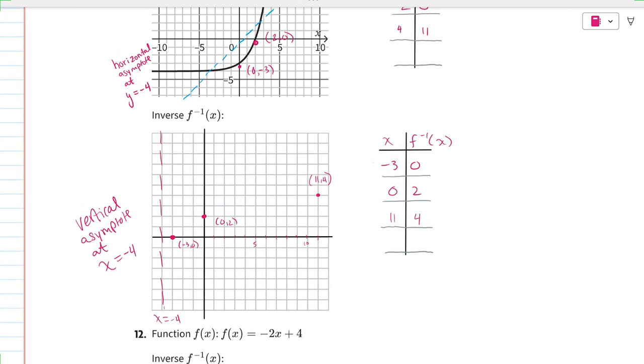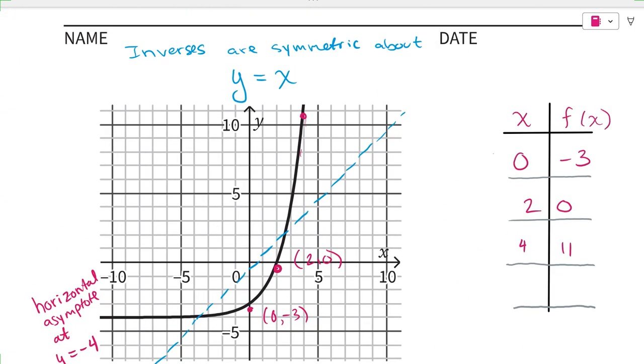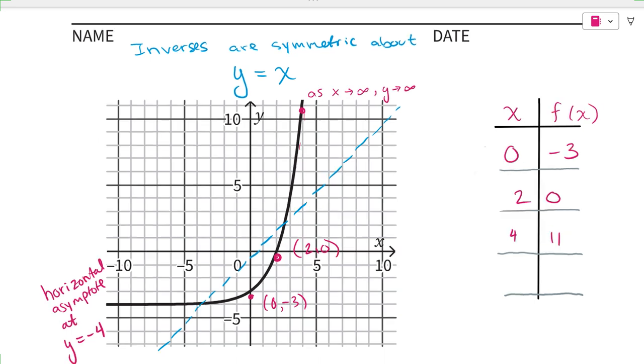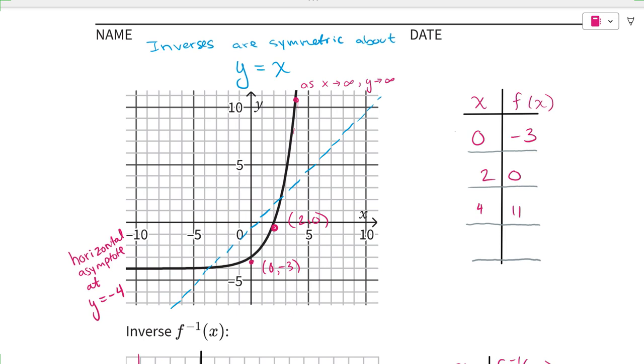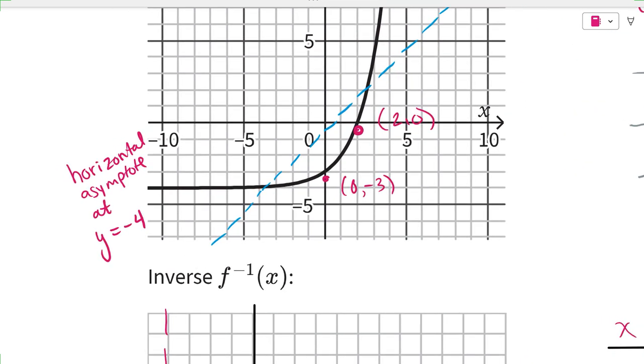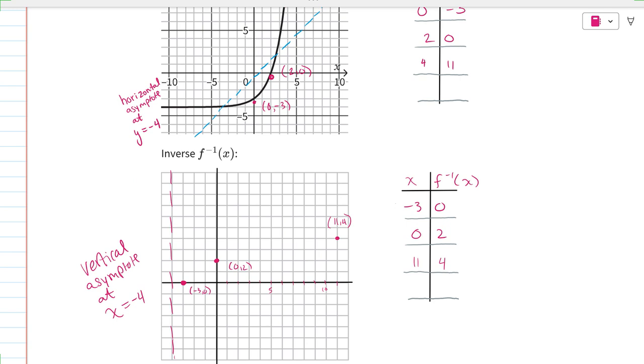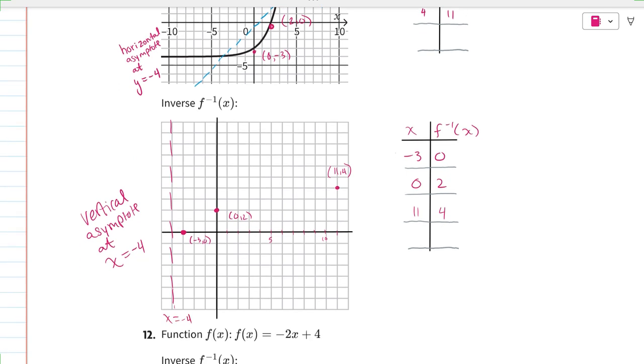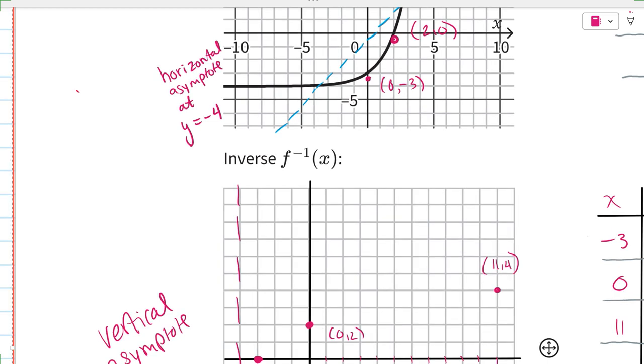A good thing to always do is think about what's happening to x and y. Like here, as x grows, so as x is going to the right, or is going towards infinity, y is also going towards infinity. So that should actually stay the same, since they're both infinities if I switch x and y. But here, as x goes towards negative infinity, or the left, y is approaching negative 4.